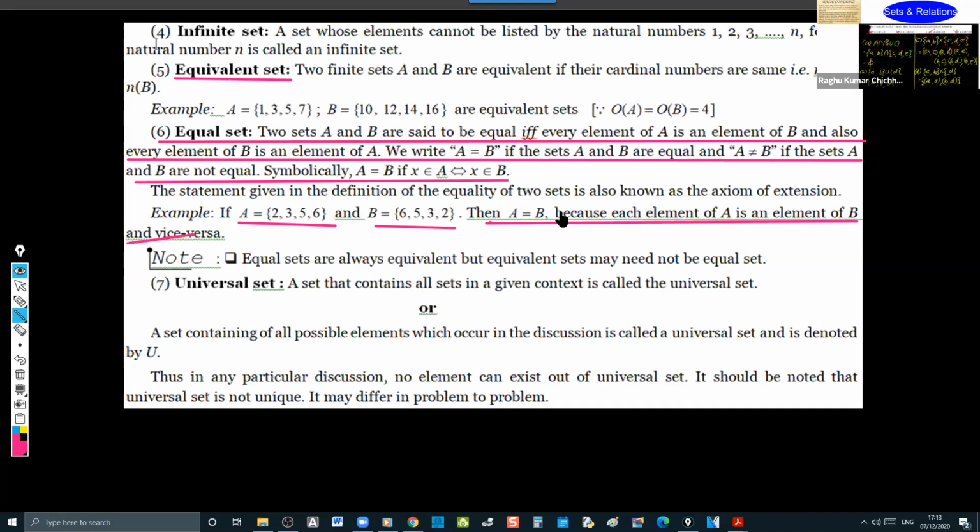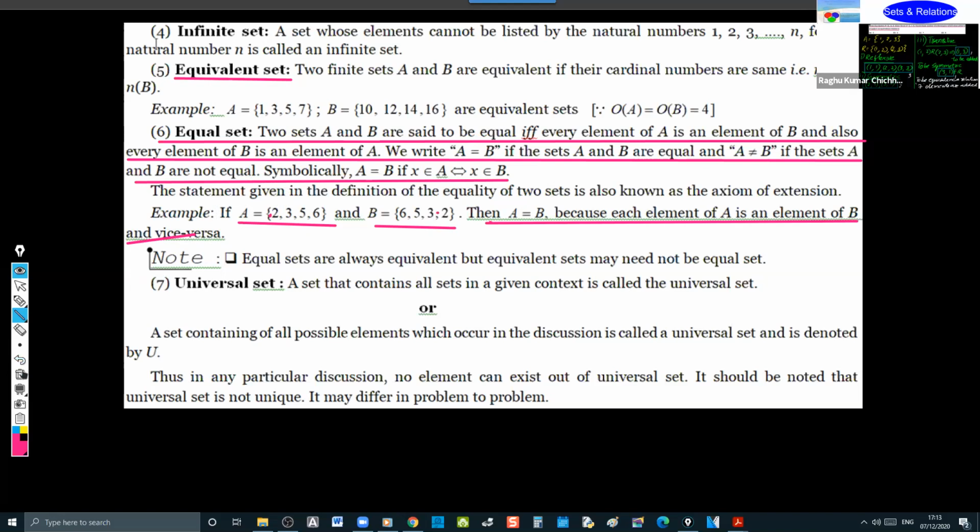Yes, these are equal. 2 is there, 3 is there, 5 is there, 6 is there. Then we can say A is equal to B. So every equal set is an equivalent set, but every equivalent set need not be an equal set. Do you understand what I'm saying? I repeat. Every equal set is an equivalent set, but every equivalent set need not be an equal set.